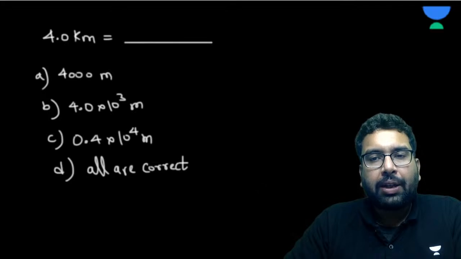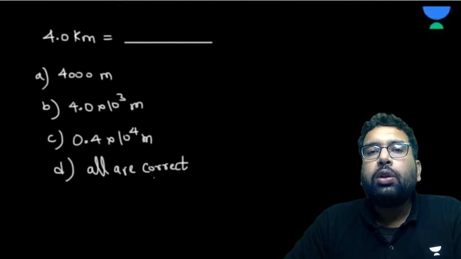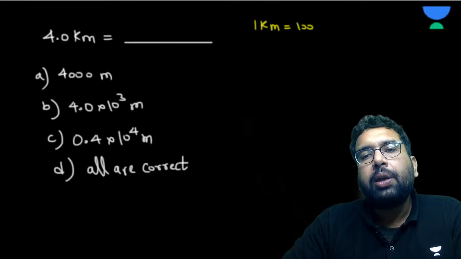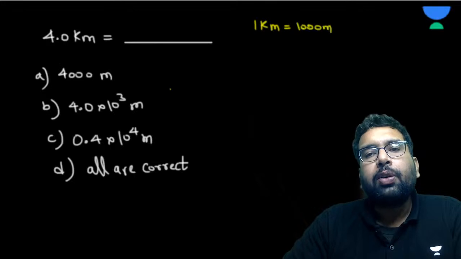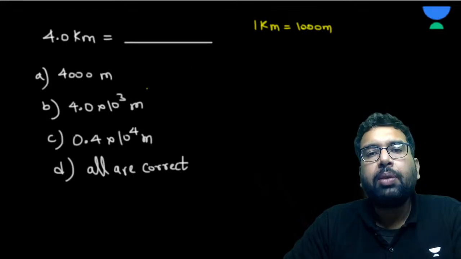So guys, when many students see this question, they think that the right answer is all are correct, right? Why are they thinking that all are correct? Because they think that 1 kilometer is equal to 1,000 meters. So when 1 kilometer is equal to 1,000 meters, that means 4,000 meters must be correct.